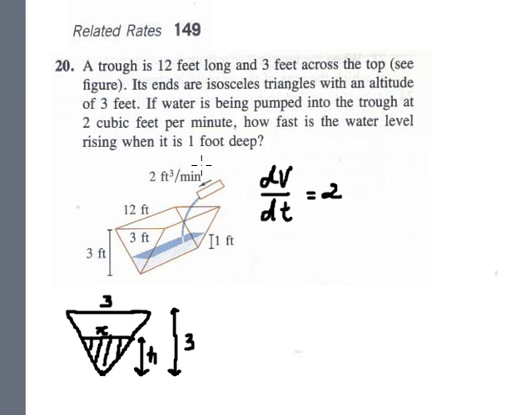How fast is the water level rising? Well, let's say we call the water level h. So this isosceles triangle represents the end of the trough, and h is the water level. So we're asked, what is dh/dt? That's the rate at which the height of the water is changing. What is dh/dt when it is 1 foot deep, when h is equal to 1?